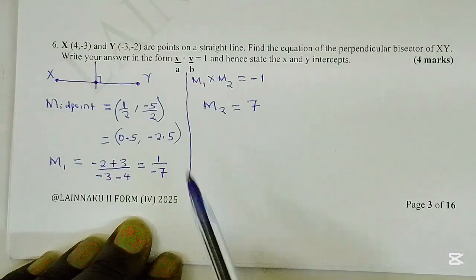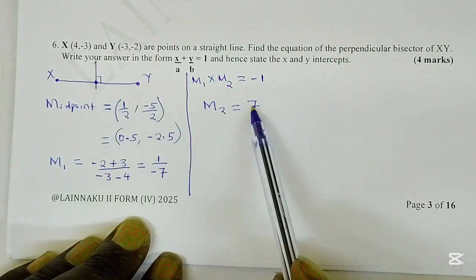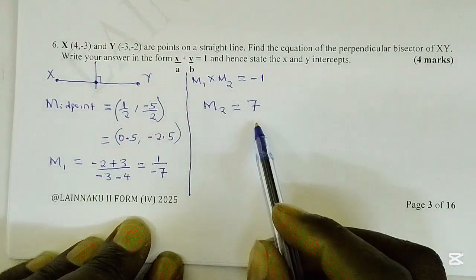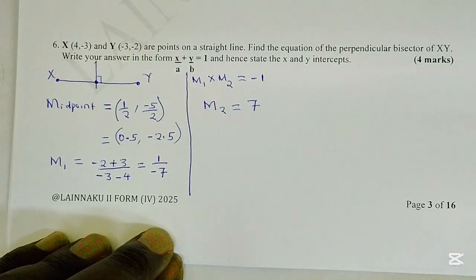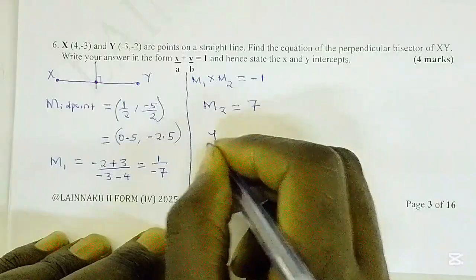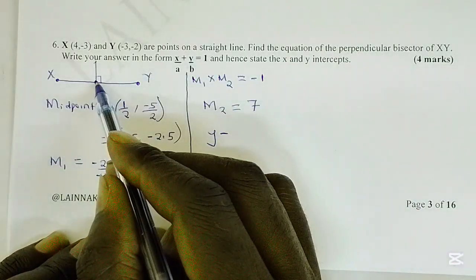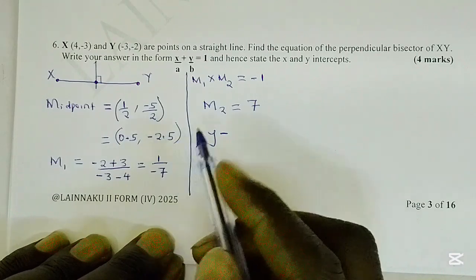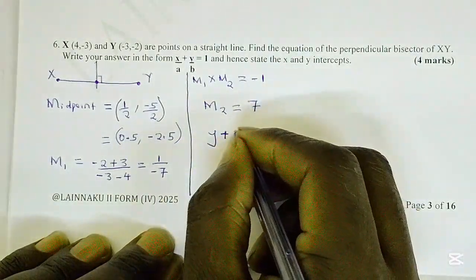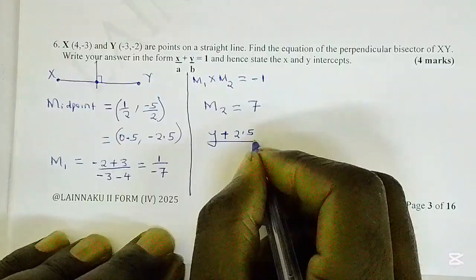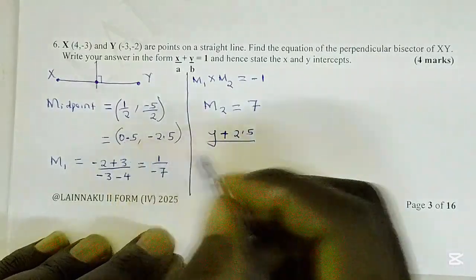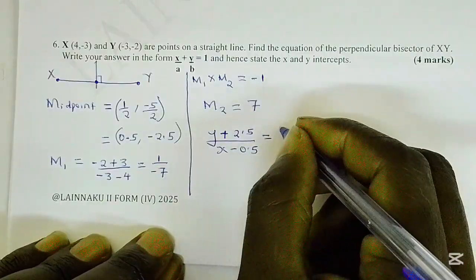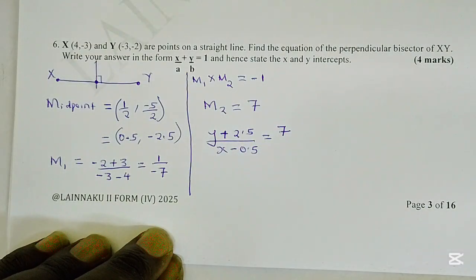So, the gradient of this perpendicular bisector is 7. Since we found the gradient of the perpendicular bisector to be 7, we can now find the equation, whereby the equation is change in y, so it is y minus the midpoint where it is passing, so it is y minus negative 2.5, which becomes y plus 2.5 over x minus 0.5. This one should give us the gradient, which is 7.